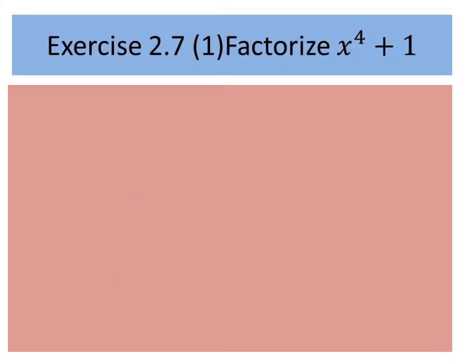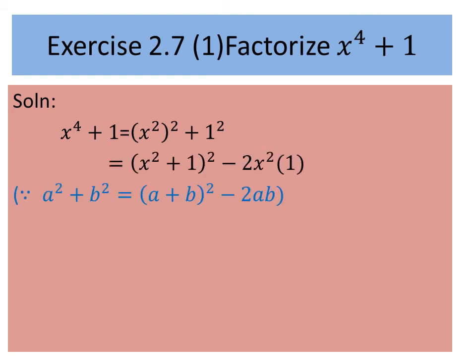Exercise 2.7, question number 1. Factorize x power 4 plus 1. Solution. x power 4 plus 1 can be written as (x square) the whole square plus 1 square. Here we are applying the a square plus b square formula. So instead of a we have x square, instead of b we have 1.